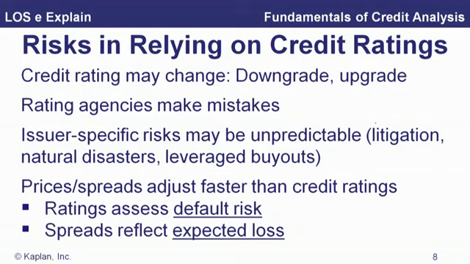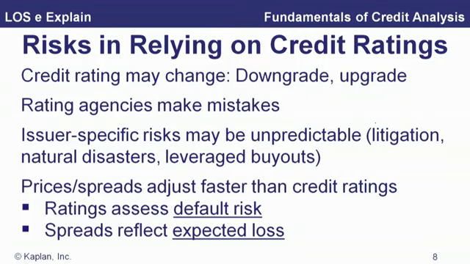Rating agencies make mistakes. Certainly they do. They're often looking backwards, as we'll see, at financial ratios and indicators and financial performance. And as things change, sometimes they do, well, they don't have a crystal ball. Issuer-specific risks may be unpredictable. Well, litigation risks, natural disasters, and leveraged buyouts, well, those are hard to quantify before the fact.